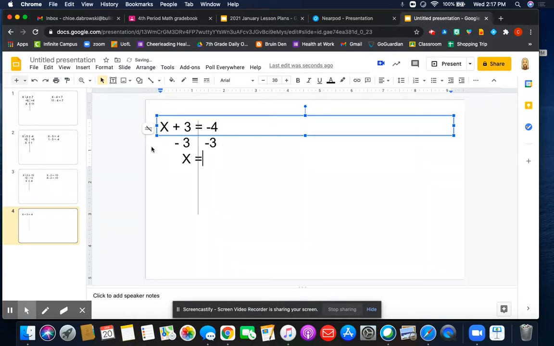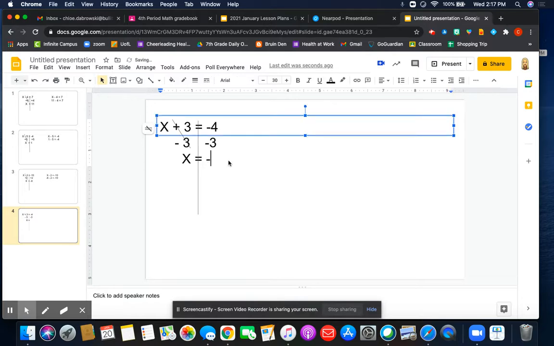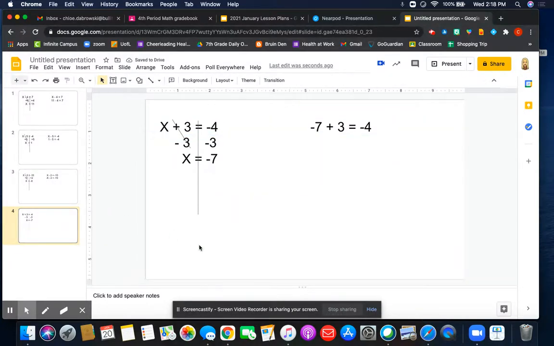x equals, these were additive inverses, so they cancel each other out. Negative 4 minus 3, we're getting more negative, going to the left. x equals negative 7. Again, we can do our check step. Negative 7 plus 3 equals negative 4. Is that true? Yes, it is.